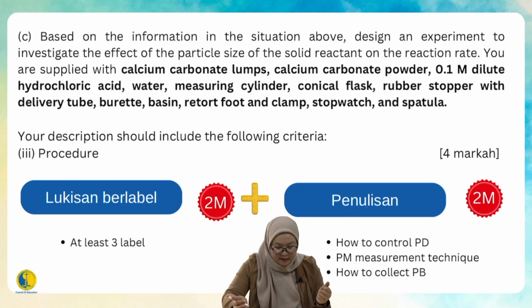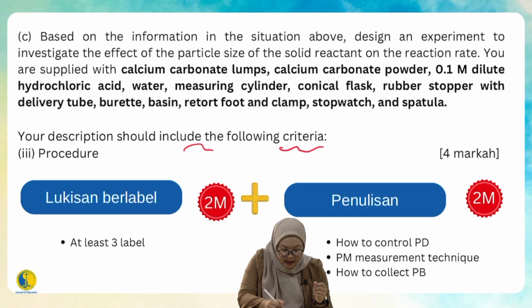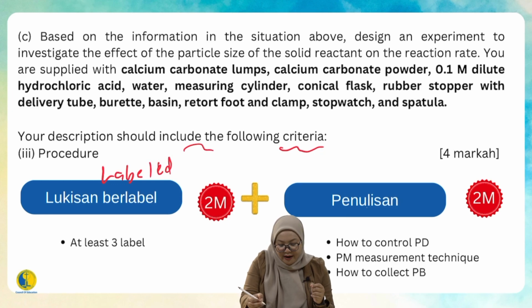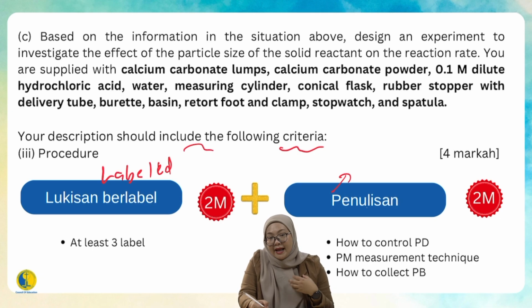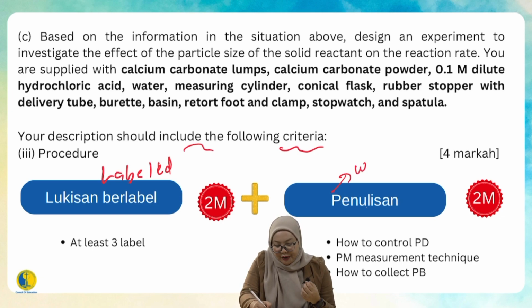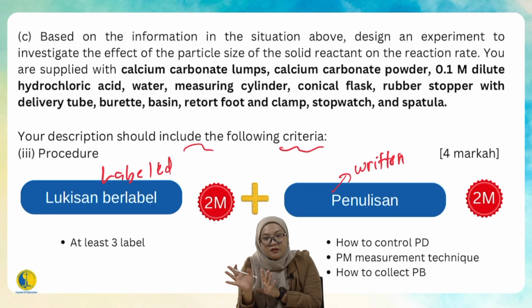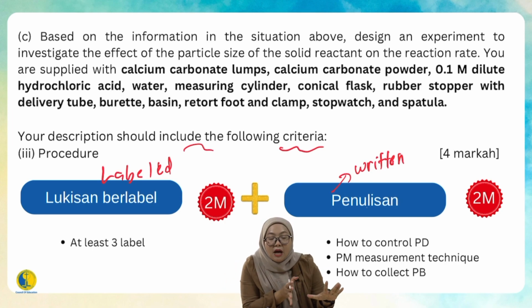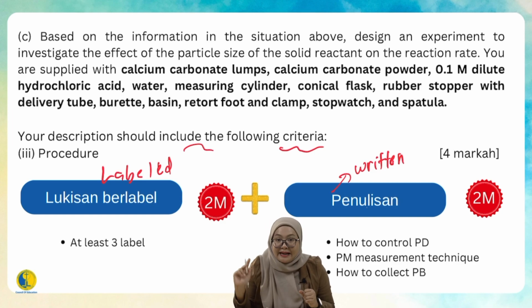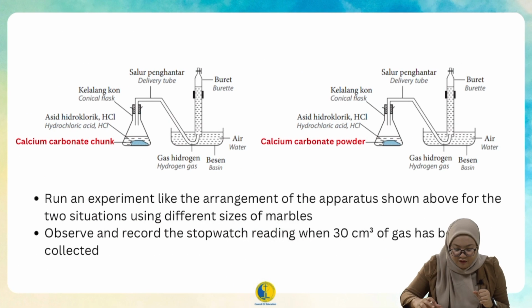Okay, the next one, let's have a look at this. Your description should include the following criteria: a labelled diagram. You can either use a written type of answer, or mix the written procedure together with the labelled diagram. At least 3 labels. Remember, 3 labels. So 4 marks are given for your procedure.